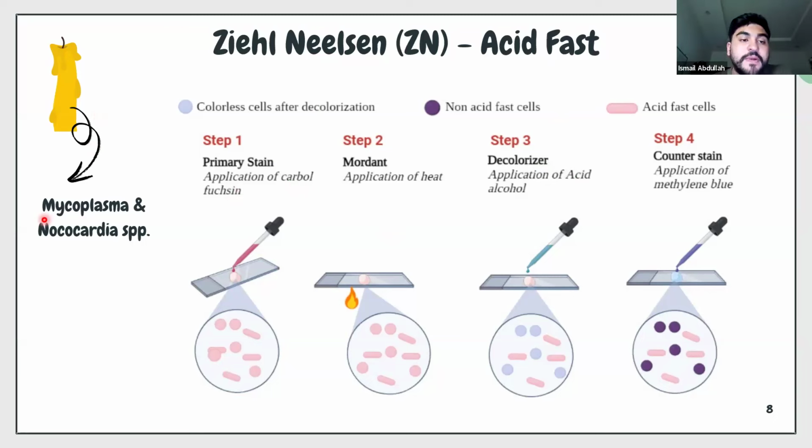And these organisms are Mycobacterium and Nocardia. But these are the main ones that are very high yield, and these are the ones that were in your slides. So you want to know them. So it's Mycobacterium and Nocardia species. These are your organisms here, and this is how they're properly stained. So now let's move on to types of media.